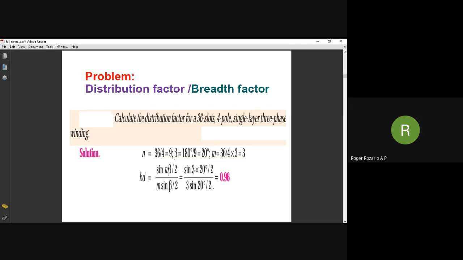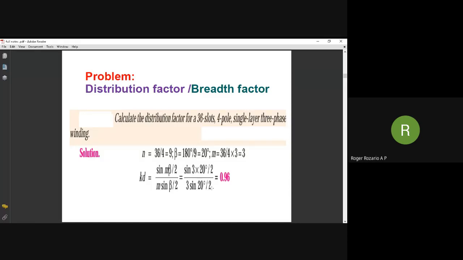How will you calculate N? Beta equals 180 degrees divided by the number of slots per pole. That is the formula. Slots per pole: the number of slots is 36 and the number of poles is 4. So 36 by 4 equals 9. Beta equals 180 degrees by N, so 180 degrees by 9 is 20 degrees. So what is the angle between one slot and the other slot? It is 20 degrees. The slot angle is 20 degrees.